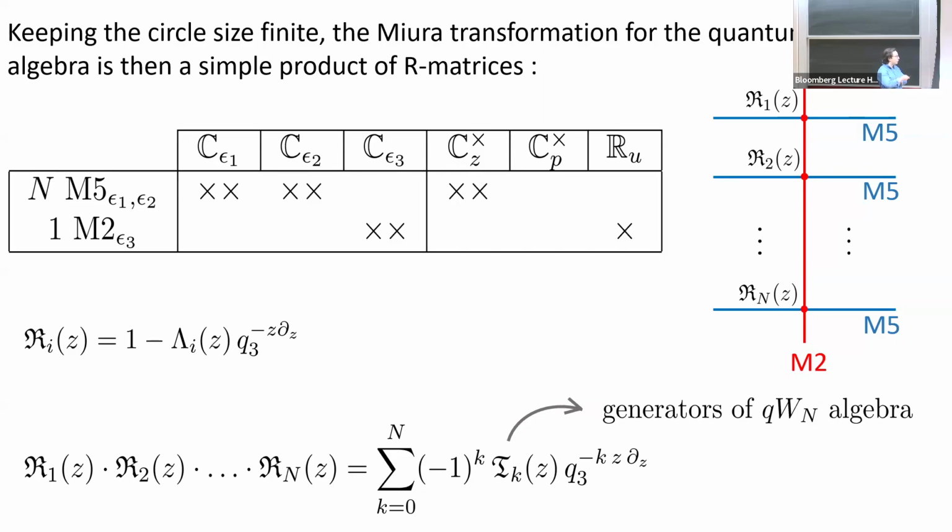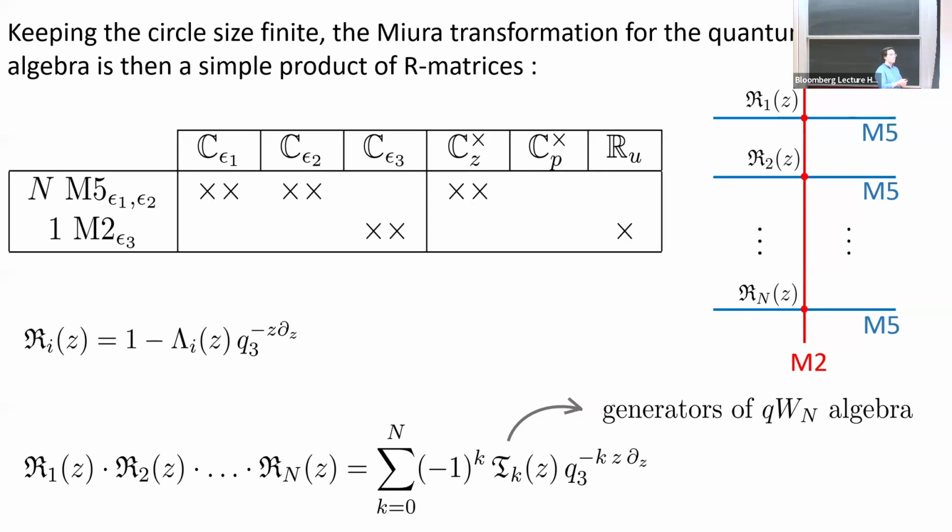If I compute what this thing looks like, if I expand this, you write each R as this operator and you expand, you find this expansion. What is this thing? These are the coefficients of this generating series. They're precisely what mathematicians would define as the generators of a deformed chiral algebra. So it's exactly like in the conformal case.